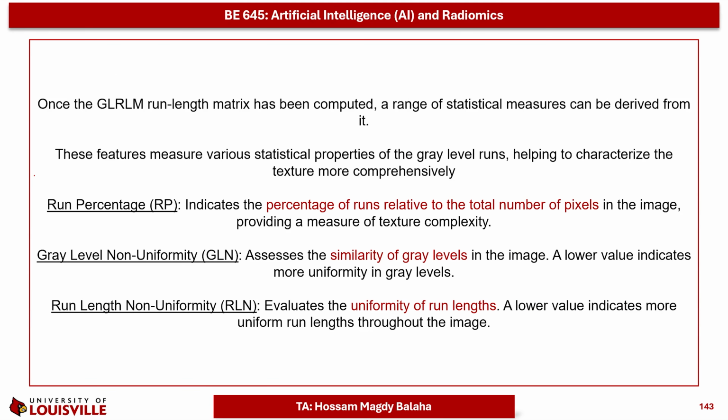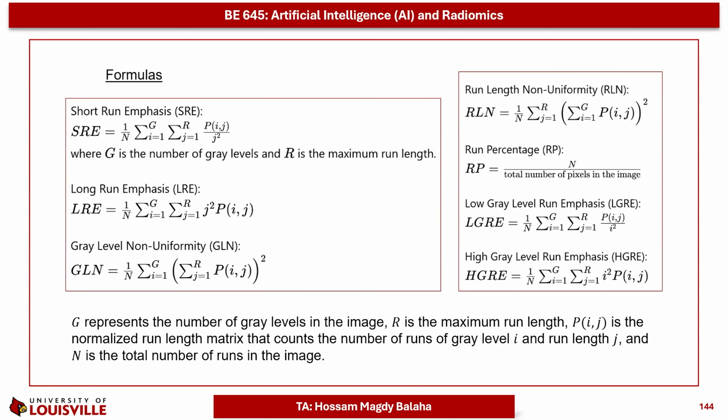Then we have run percentage, and this is the percentage of runs relative to the total number of pixels in the image. Next, we have gray level non-uniformity, where we are assessing the similarity or uniformity of the gray levels, and run length non-uniformity, which also assesses the uniformity but for run lengths. So this couple measures the similarity or uniformity here for the gray levels and here for the run lengths. Now we have 7 features. These are the corresponding formulas for these features.